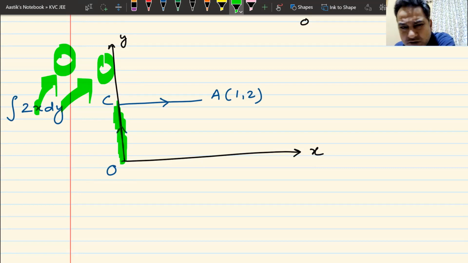Even if both are 0, even if one is 0, 0 multiplied by something is 0. So basically this green wala integral becomes 0. Am I clear? Yes, sir.